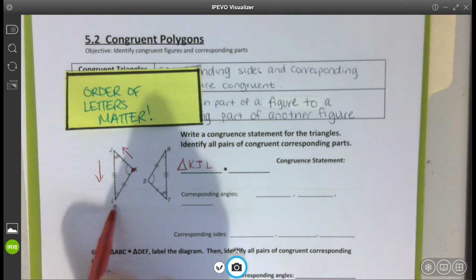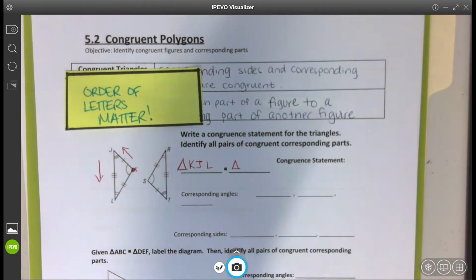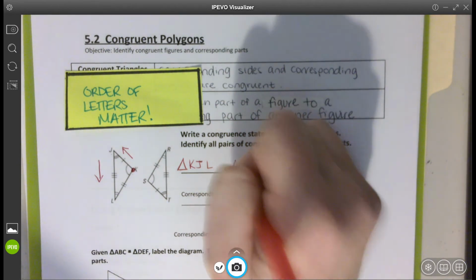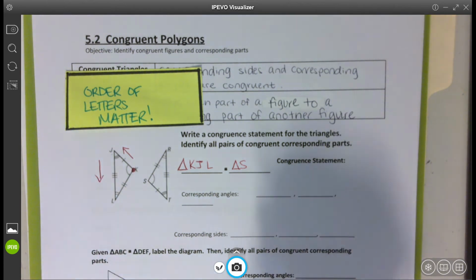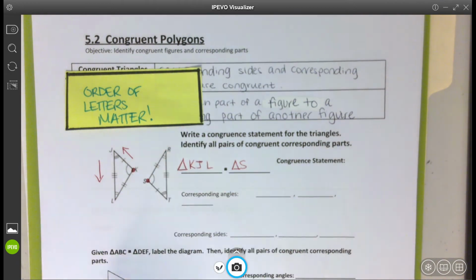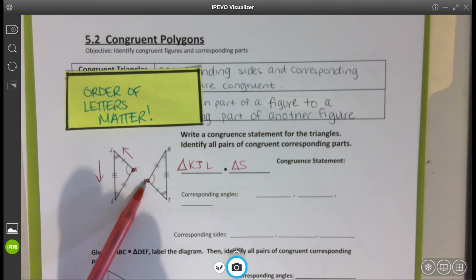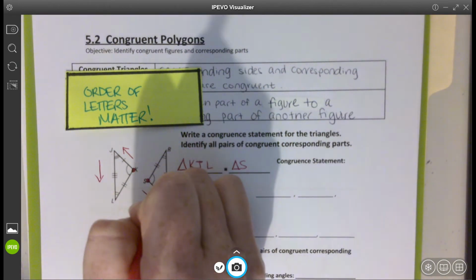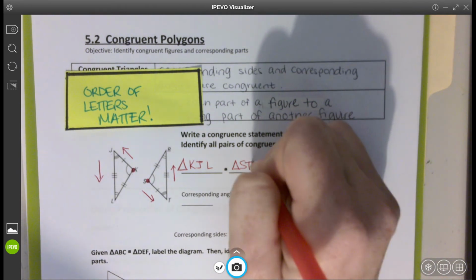So K, J, L. So in the next triangle, I'm going to start at the corresponding letter to K, meaning the letter S. S has 1 curve marking, so did K. They are matching angles. So now, which direction am I going to go? That depends on how I started my first name. Since I went from the first curve to the 3 curves, I'm going to do the same thing in the other triangle. So here I'm going to go from S to T and back up. So here my triangle is S, T, R.